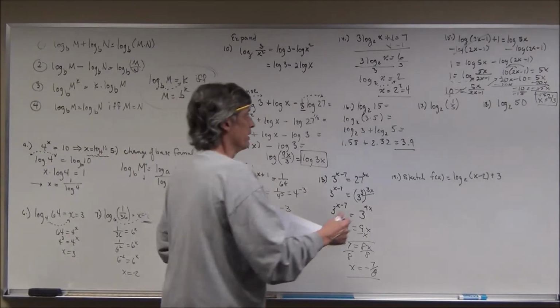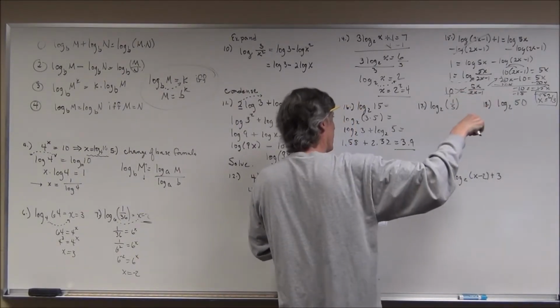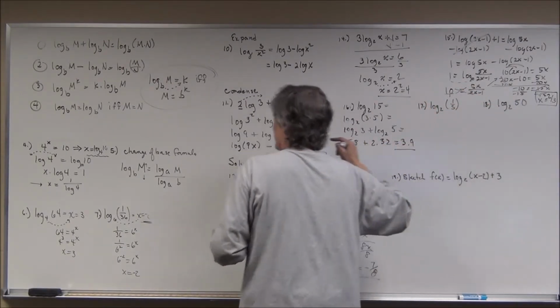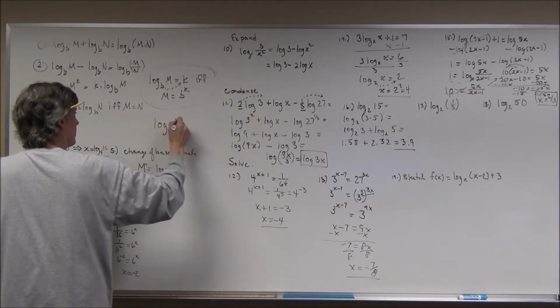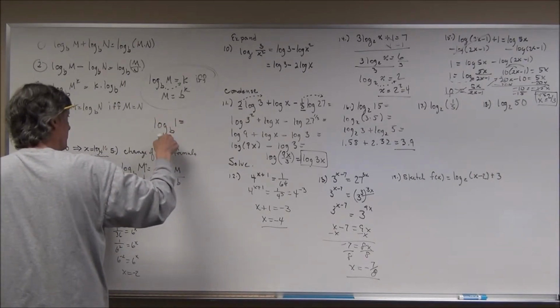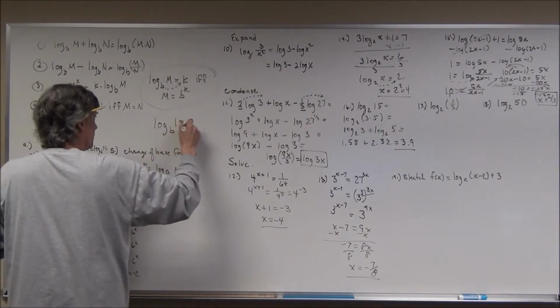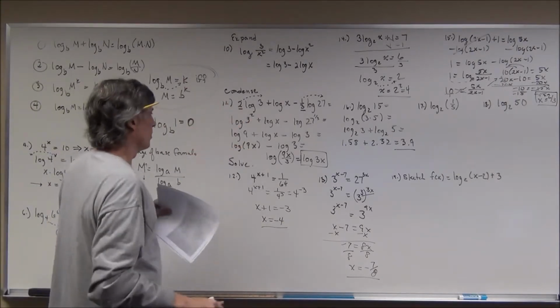All right, let's try another one here. Now I have a 5, which is great because I have one of the logs with the 5 in the directions. I don't have the 1, but remember this. Log base b of 1, any base, positive number, greater than 0, not equal to 1, is always equal to 0. B to the 0 is 1. Any base to the 0 is 1.